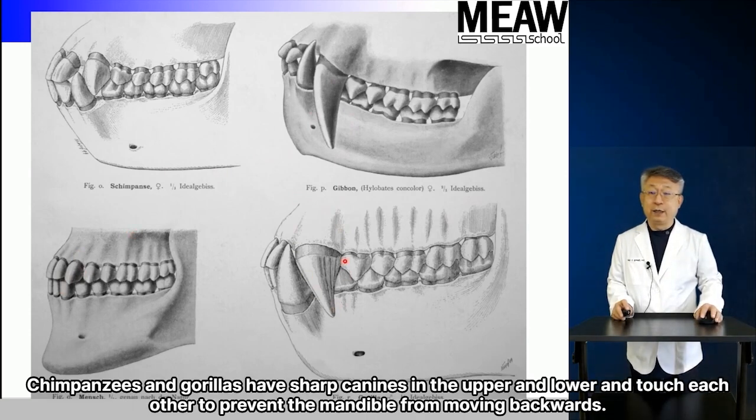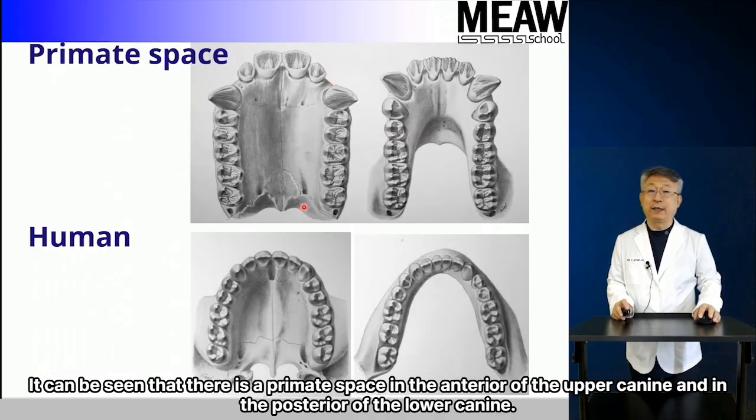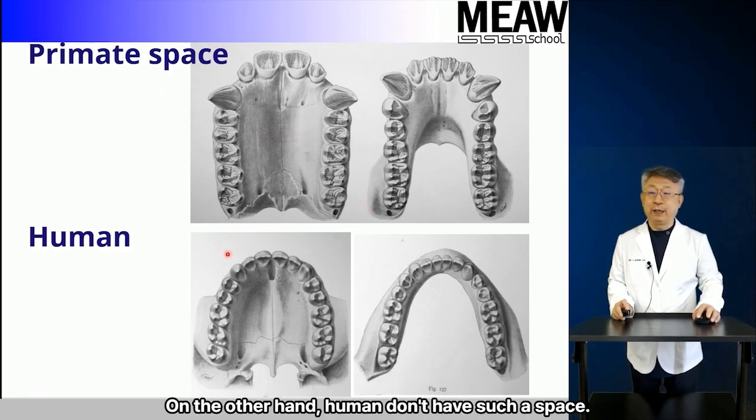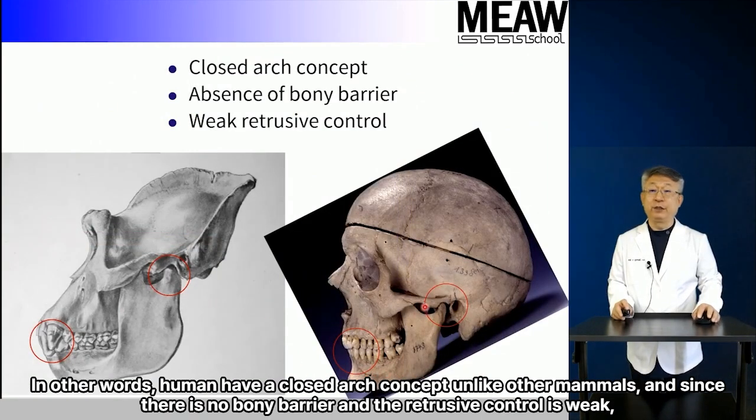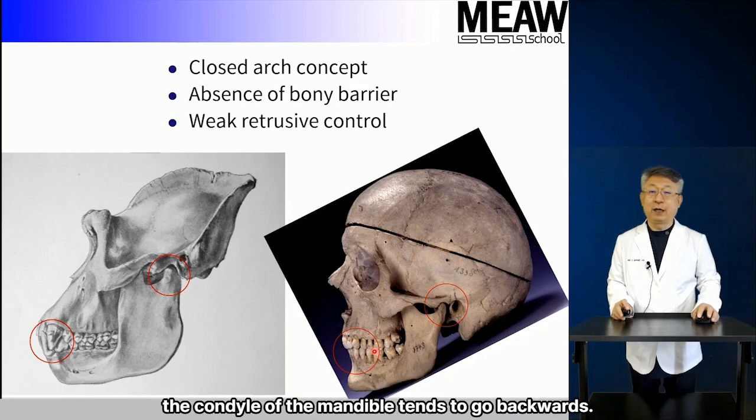Chimpanzees and gorillas have sharp canines in the upper and lower and touch each other to prevent the mandible from moving backwards. It can be seen that there is a primate space in the anterior of the upper canine and in the posterior of the lower canine. On the other hand, humans don't have such a space. Also, in humans, the arch itself is in a closed arch state rather than protruding forward. In other words, humans have a closed arch concept unlike other mammals, and since there is no bony barrier and the retrusive control is weak, the condyle of the mandible tends to go backwards.